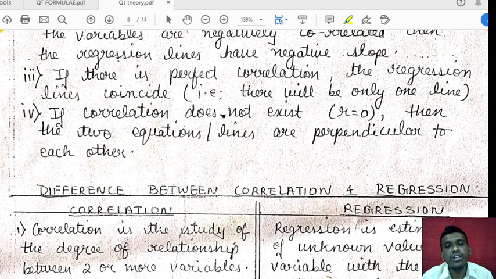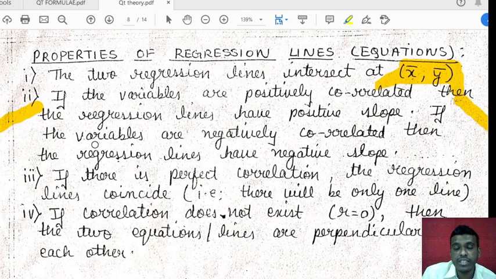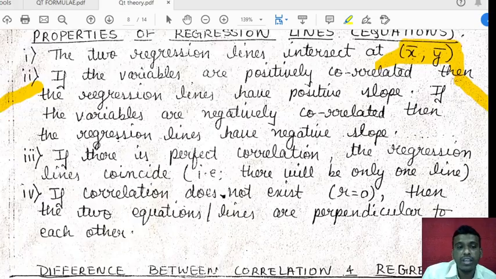If the correlation does not exist, that is if r equals 0, then the two equations are perfectly perpendicular to each other, that is, the angle at which they intersect each other is 90 degrees. So these are four more important properties of regression lines, or regression equations, to remember.